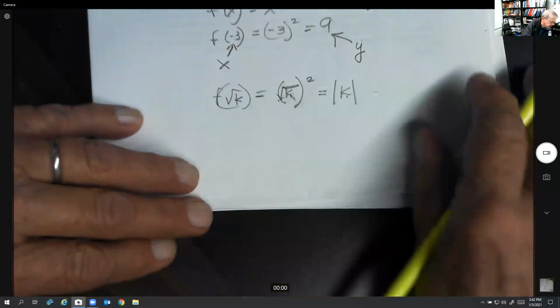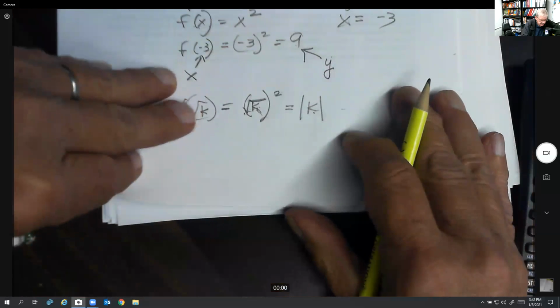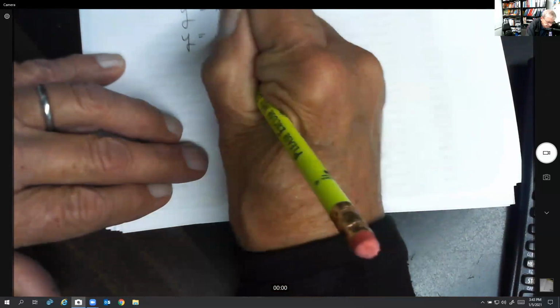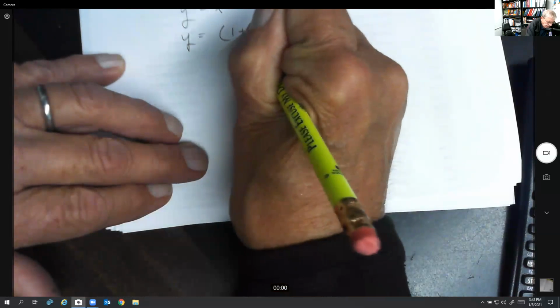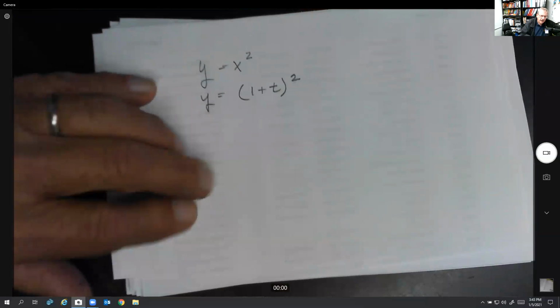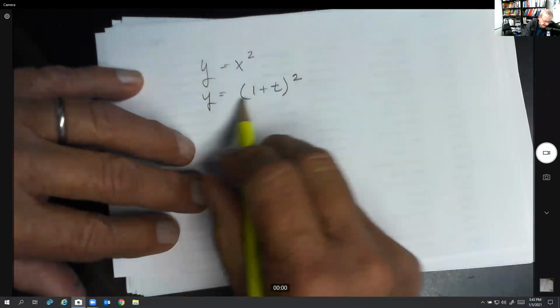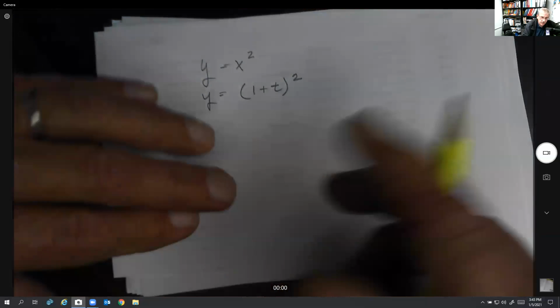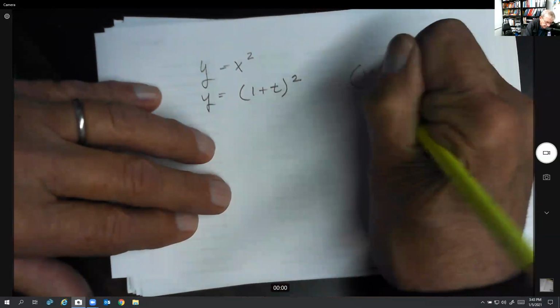All right, here's another one. Let's take this same one. And what if I put in 1 plus t? Okay, now here I want to figure out what this is. I don't want to leave it like that. I want to expand this out. So I can do it 2 different ways. I could do a FOIL.